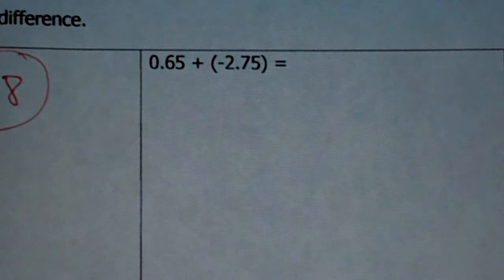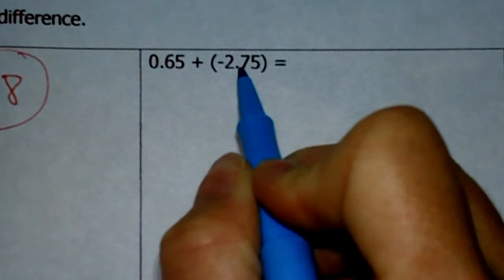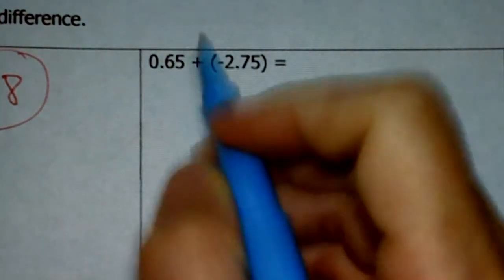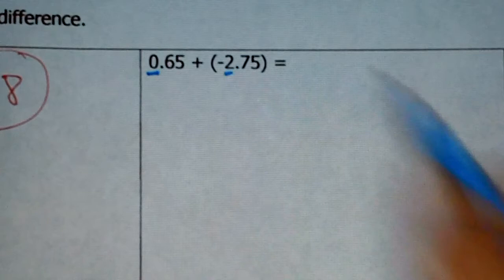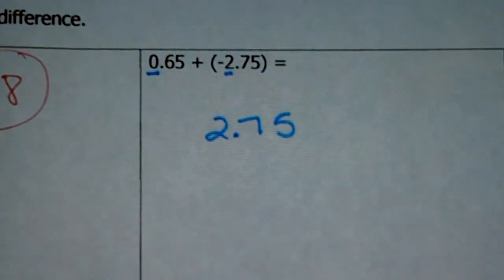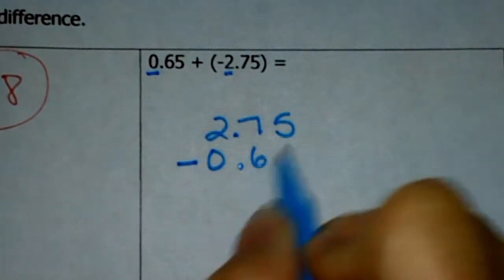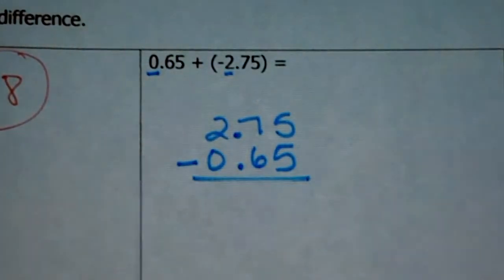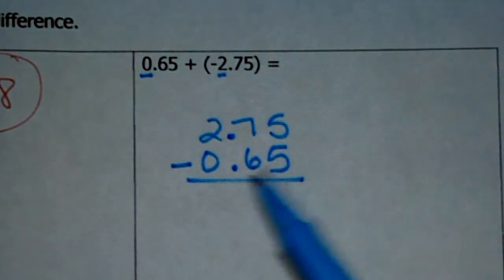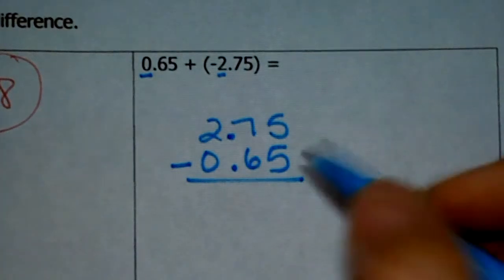I'm going to put the larger absolute value on top and ignore the signs for now. So negative 2.75 has a larger absolute value than 0.65. See how this has a 0 in the ones place and that has a 2 in the ones place? So I'm going to write 2 and 75 hundredths on top. And I want to subtract this lower absolute value from it, lining up my decimal points. So I ignored the negative sign on this for now. We'll bring it back at the end. Now go ahead and we'll subtract.